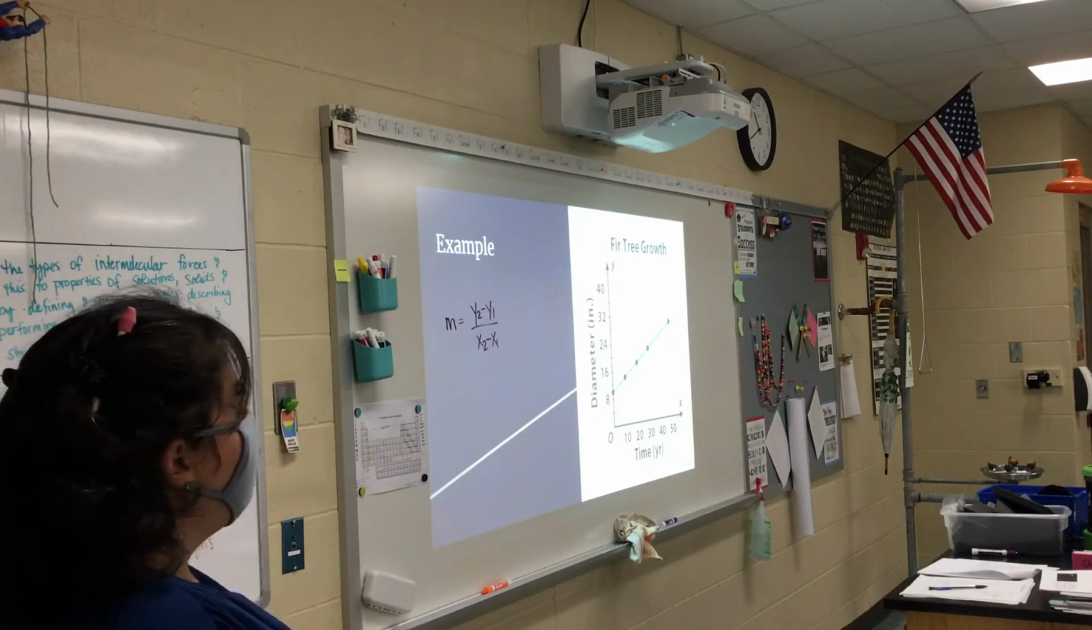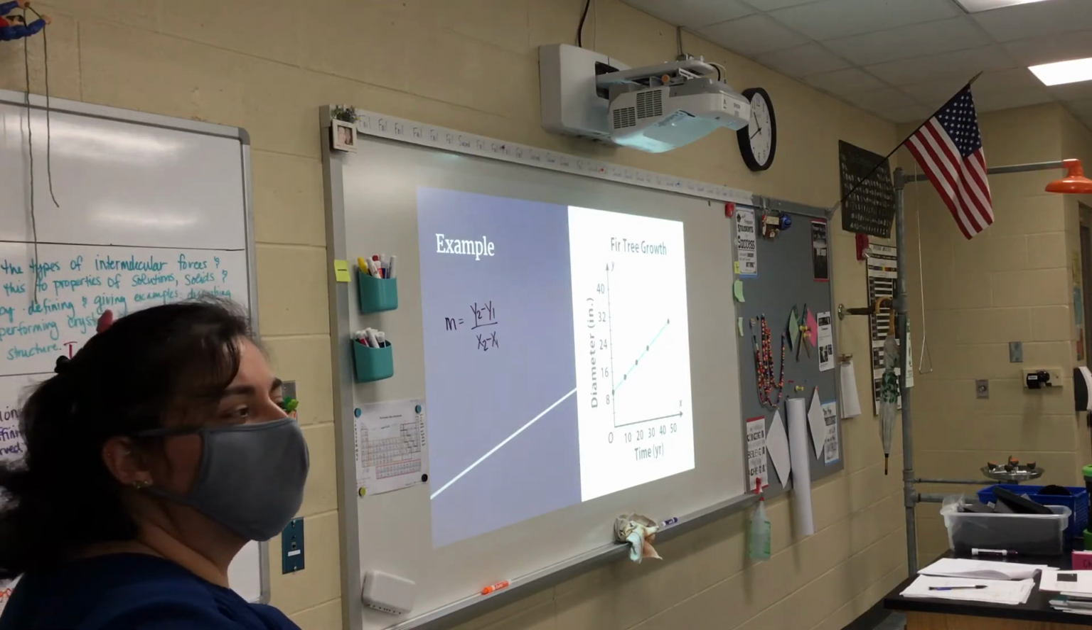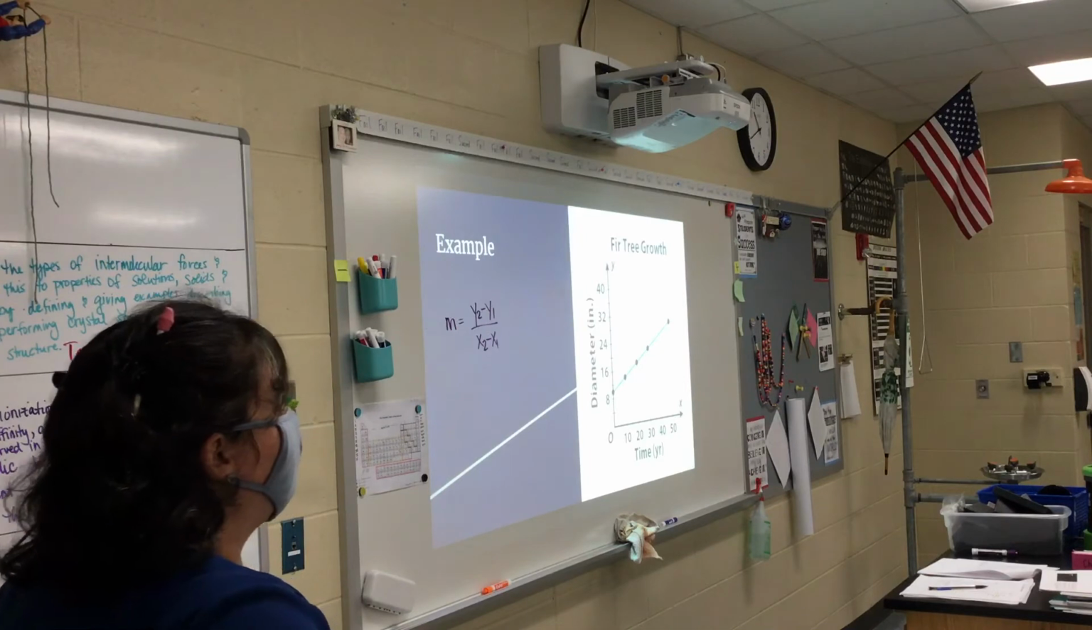All right, calculate the slope of this one. Include your units.